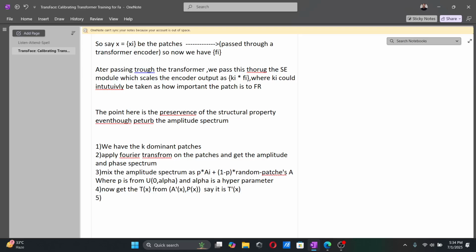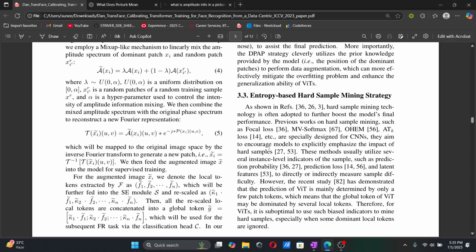Now my x dash, sorry, x dash i is T inverse of T dash of x, which is used for training. Okay, so that's the point.